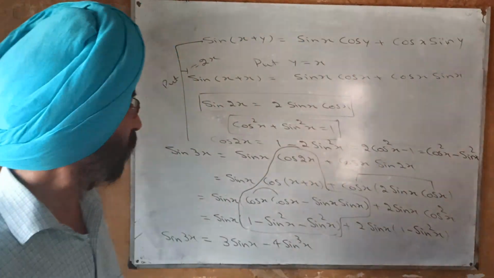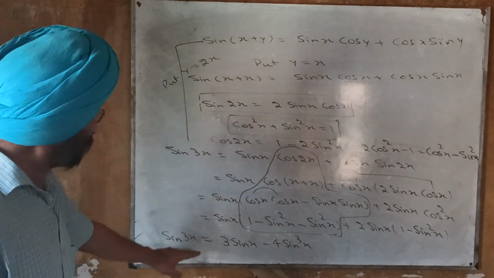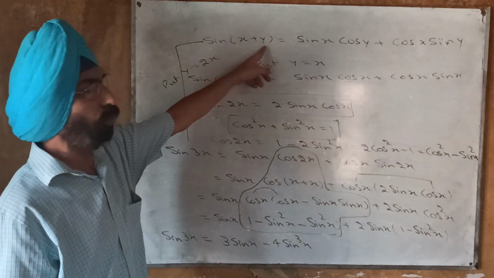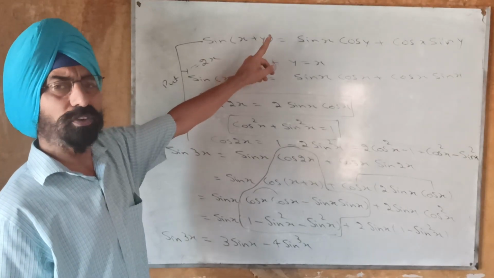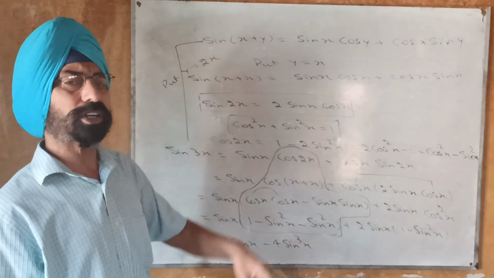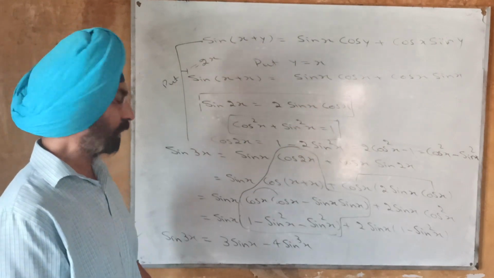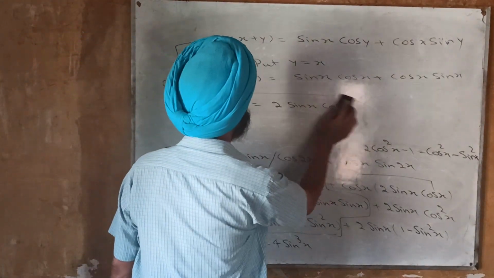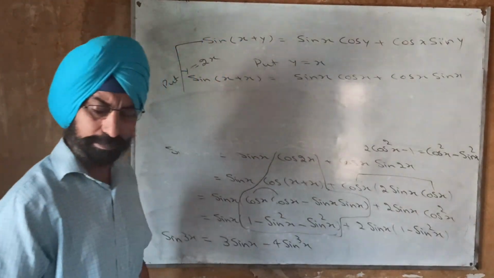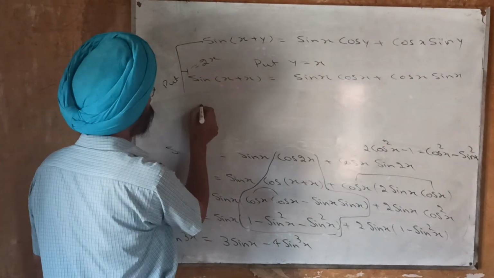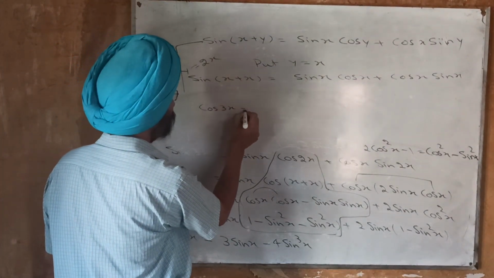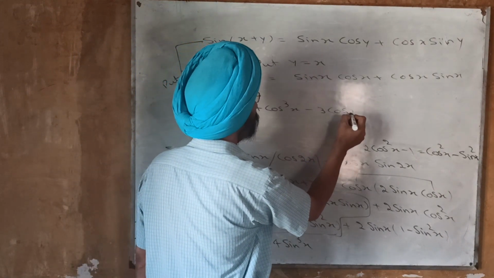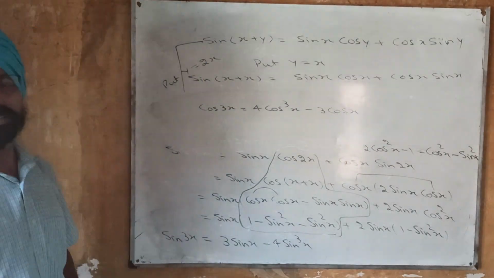So these are the formulas for sin 2x, cos 2x, sin 3x. And as I obtained sin 3x by substituting y equal to 2x in this formula, put y equal to 2x in the formula for cos(x plus y), and you will get the result for cos 3x. The procedure is almost the same, and the result will be cos 3x is 4 cos cube x minus 3 cos x.